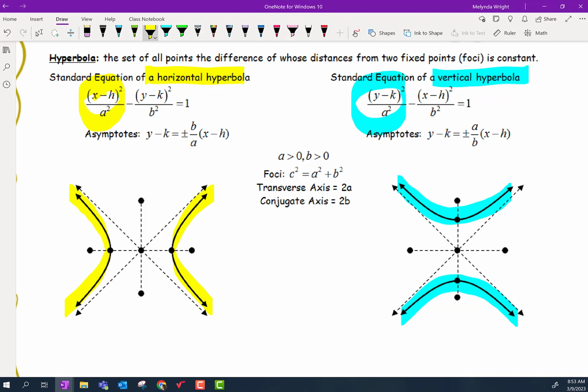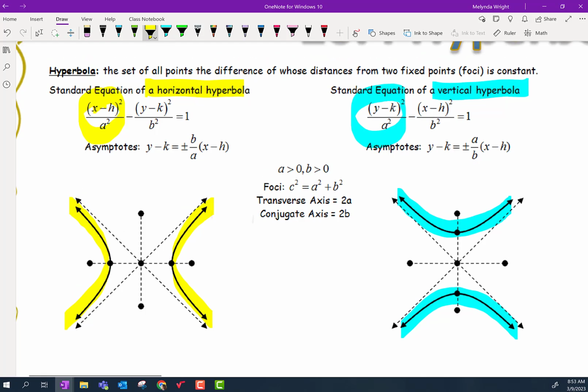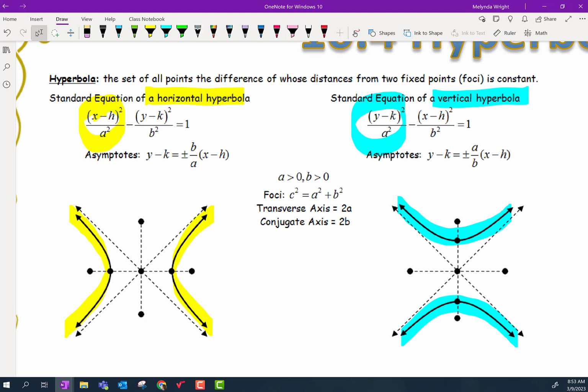They look like two little parabolas facing away from each other. I know that that's what they look like. They're not two little parabolas facing away from each other, but that's what they look like. They actually are one whole. That's a hyperbola. And there are some peculiarities with hyperbolas that ellipses don't have. For example, hyperbolas will have a set of asymptotes. These asymptotes go through the center.